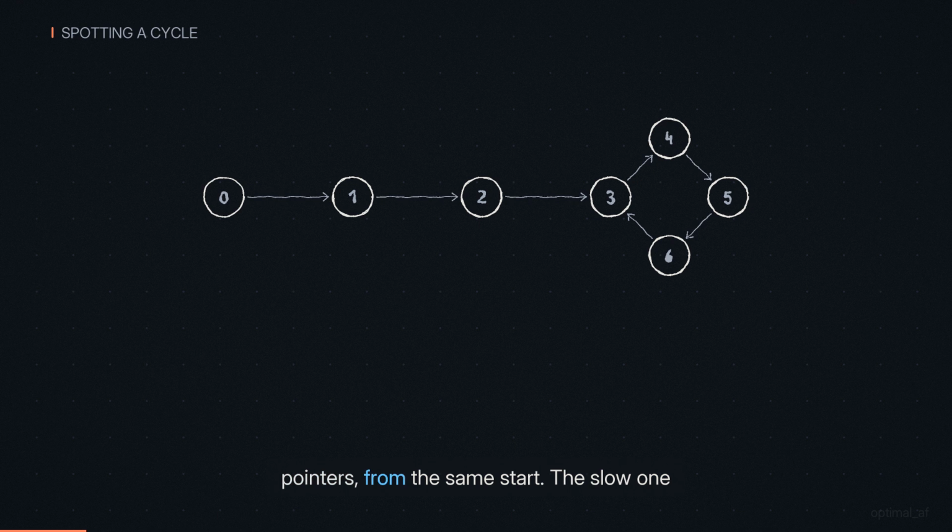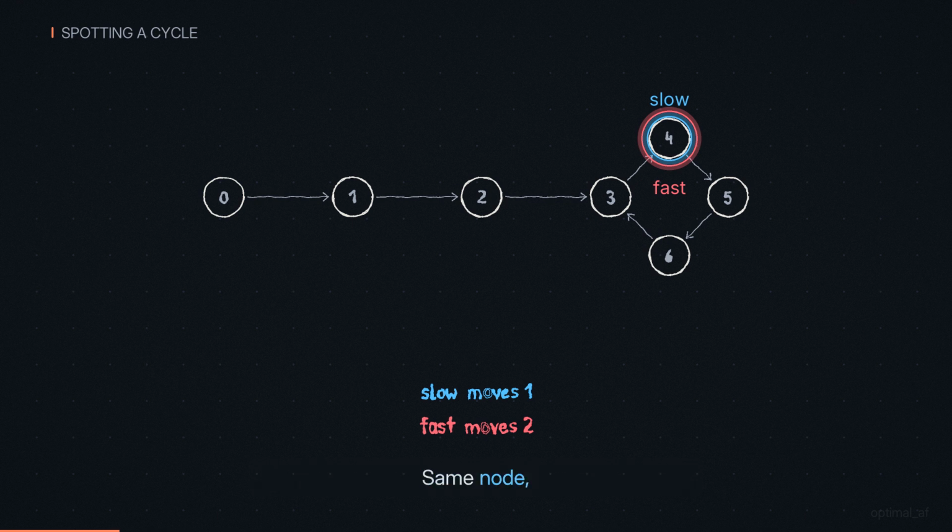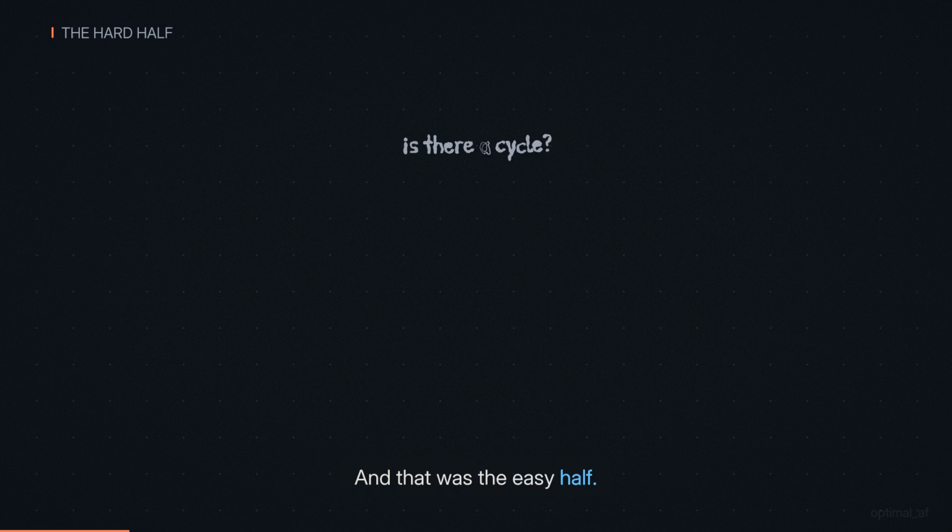2 pointers from the same start. The slow one moves 1 node per turn. The fast one moves 2. If the list ends, fast falls off the end and you're done. There is no cycle. But if there is a cycle, both pointers end up going round it forever, and the fast one gains on the slow one 1 node per turn until it lands on it. Same node, no memory used. That is cycle detection. And that was the easy half.